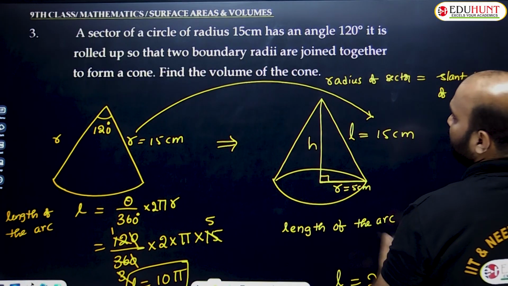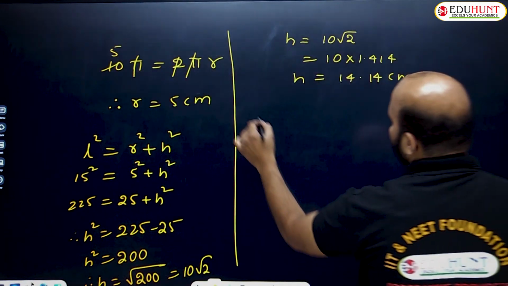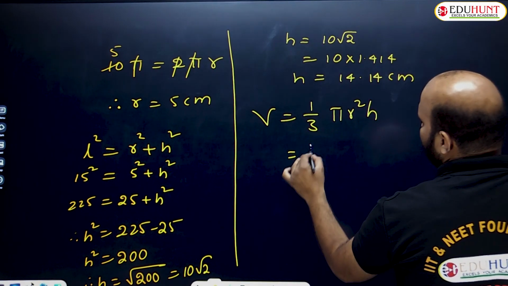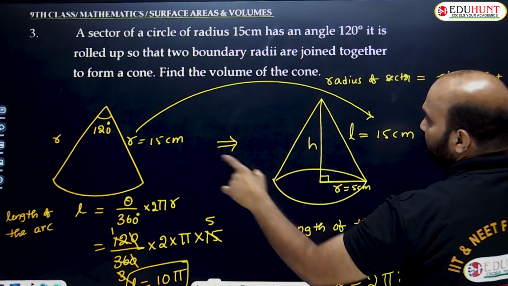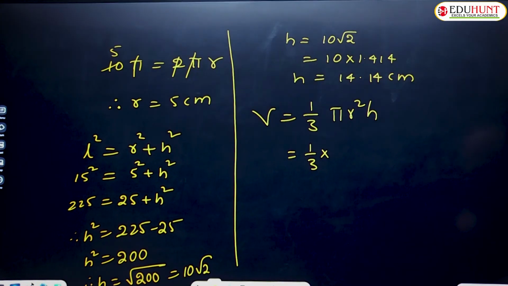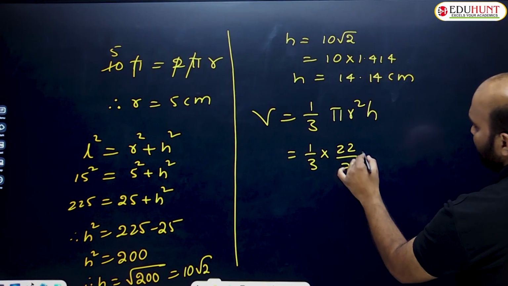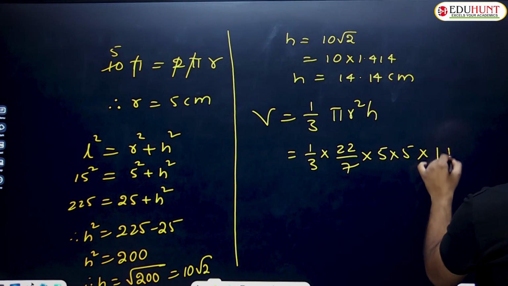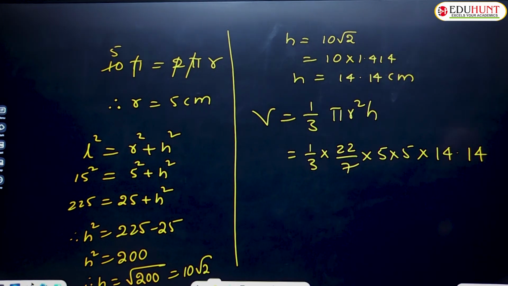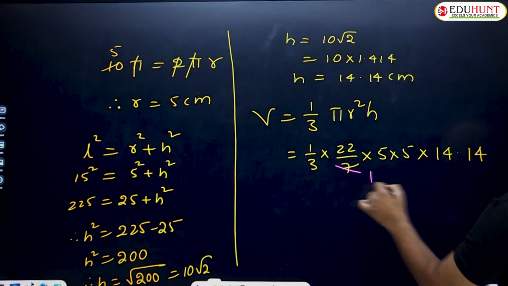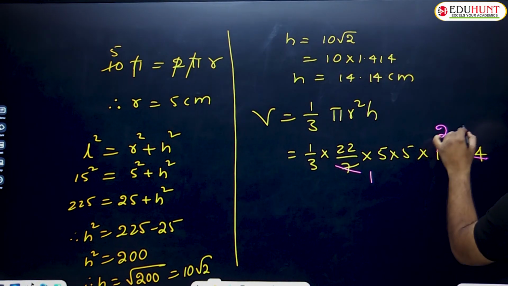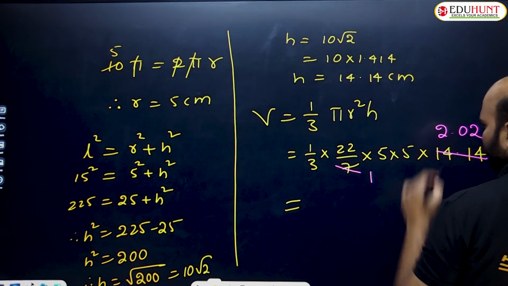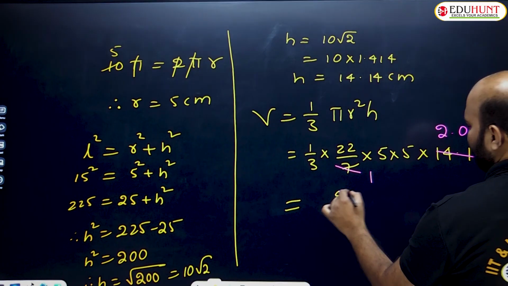But the question I am asking is the volume of the cone. Volume of the cone equals 1/3 pi r square h. So 1/3 into the pi value. Pi value isn't given, so 22 by 7 is taken, into r square, which is 5 into 5, into the height value 14.14. Am I clear? So according to cancellation, 7 ones are 7, 7 twos are 14. So 22 into 5, 110, 110 into 5, 550.